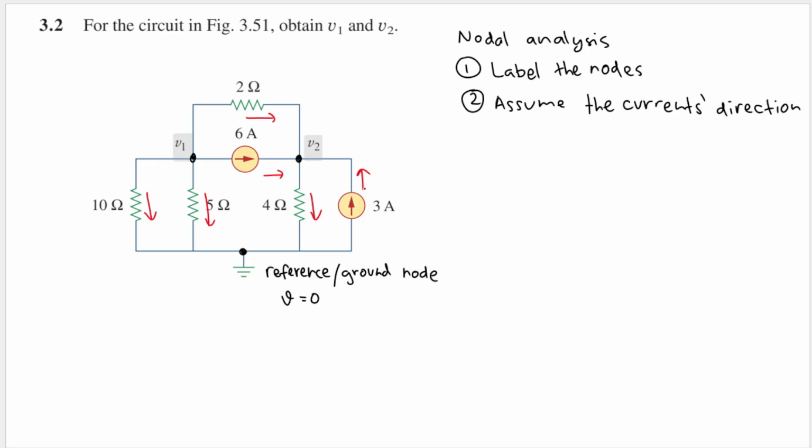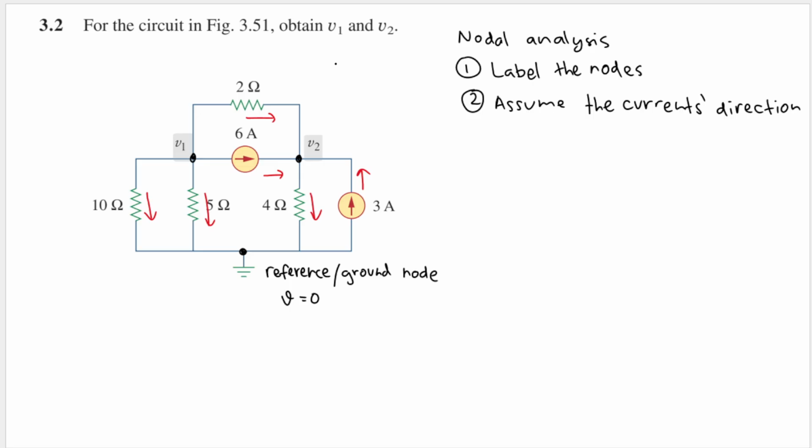You can actually assume the opposite direction, and we will have the same result but with a different sign. For example, if I get +3, you will get -3 if you assume the opposite direction. But be consistent for each circuit you solve. Once you assume the direction, you stick with it. Don't change in the middle of the solving.